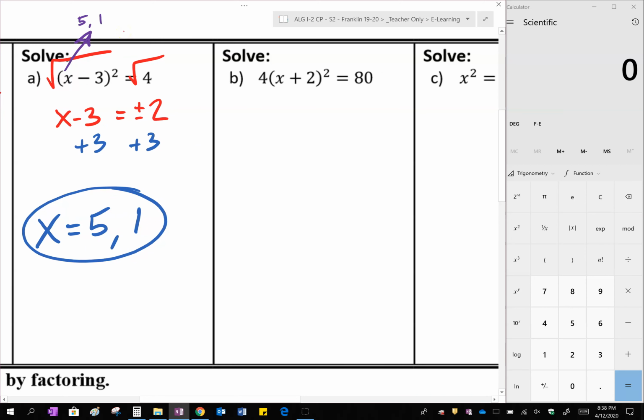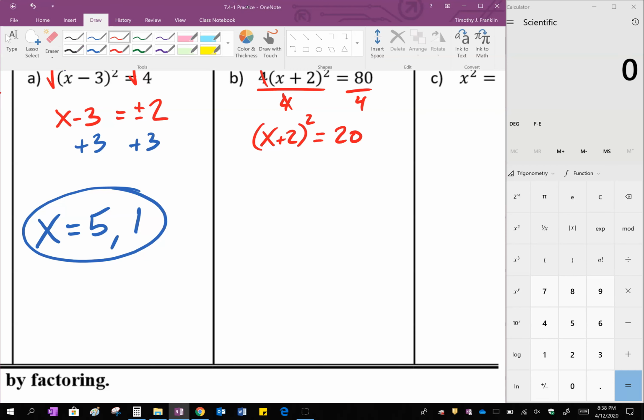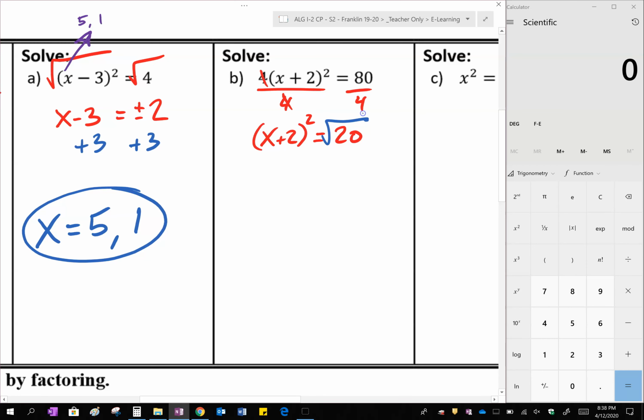All right, now here we have 4 times x plus 2 squared equals 80. So it looks like we could probably solve by square rooting again, but we have to isolate the squared term, right? So we're going to divide by 4 to isolate that. So we get x plus 2 squared equals 20. 80 divided by 4 is 20. Actually, 20 is not a perfect square. So we can't solve by square rooting, because we're going to get some awkward answer.